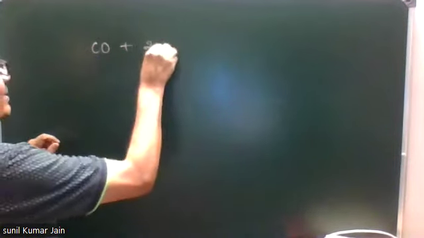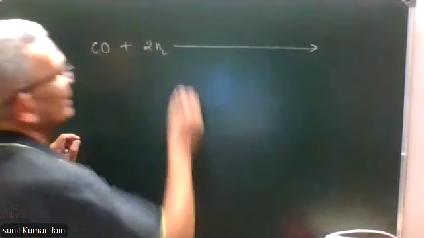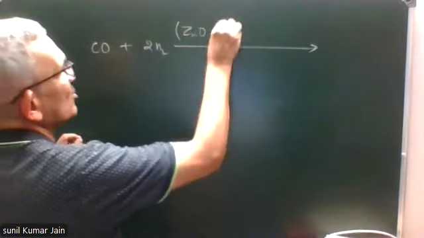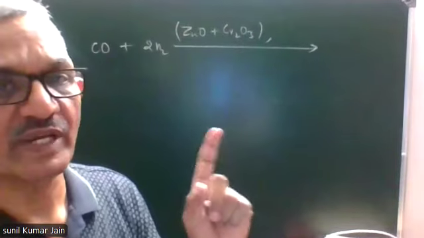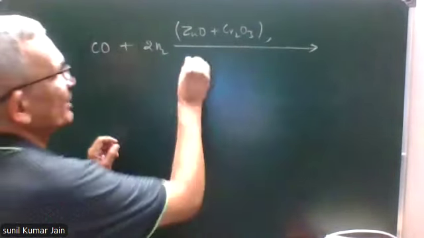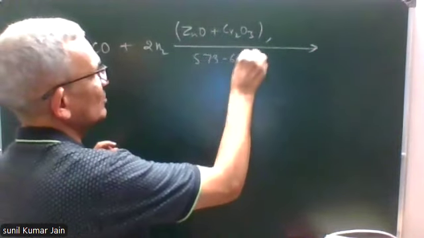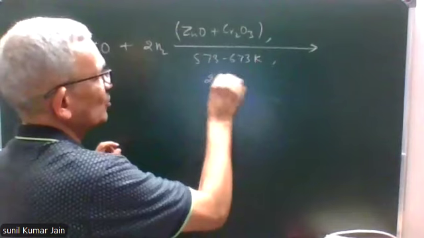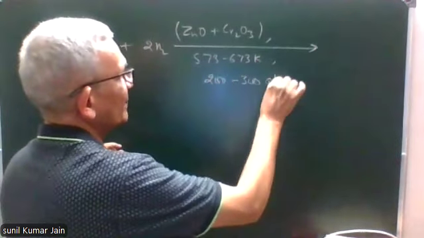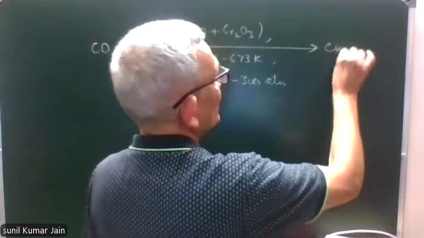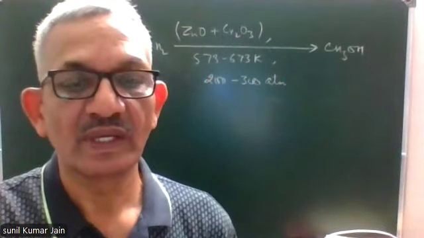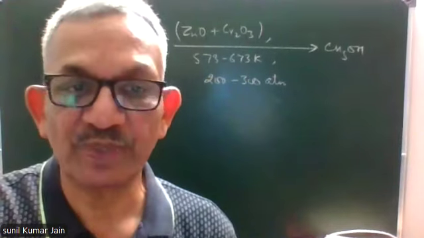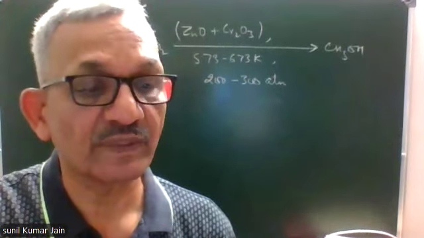Equation is very important. Note down. Carbon monoxide plus 2 hydrogen, catalyst zinc oxide plus Cr2O3. Catalyst is a mixture of zinc oxide and chromium oxide. Temperature 573 to 673 Kelvin. Pressure 200 to 300 atm. Gives methanol. Only preparation is important. Rest of the part is not important at all.